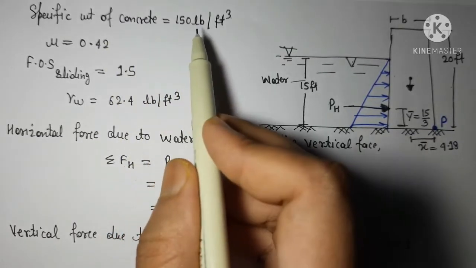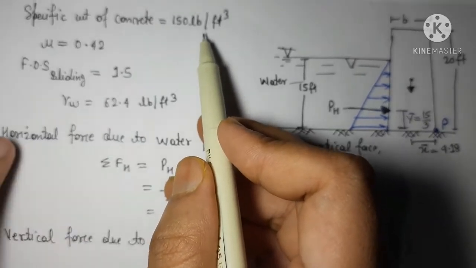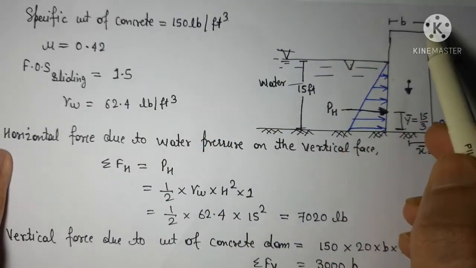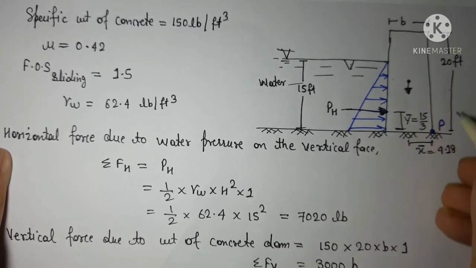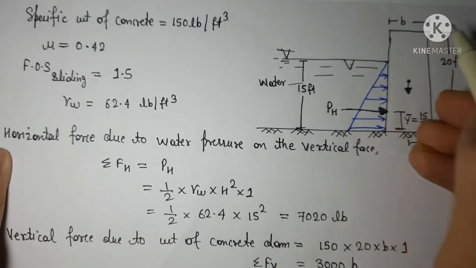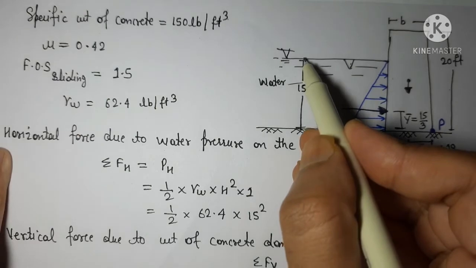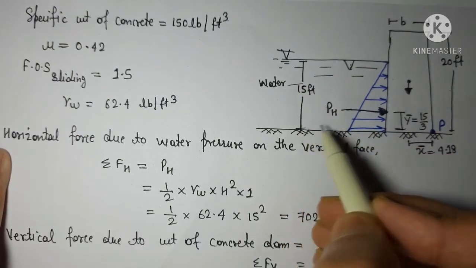Specific weight of the concrete is 150 lb per cubic feet. Diagram of the question figure: 20 feet is the height of the dam, B is the width of the dam, and 15 feet is the height of the water in the reservoir.